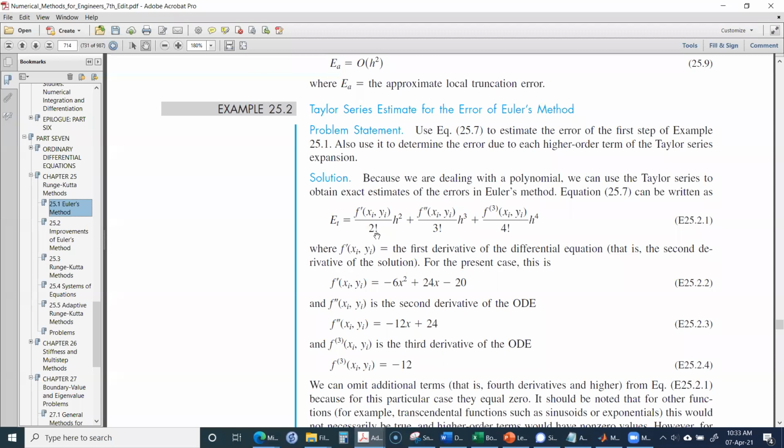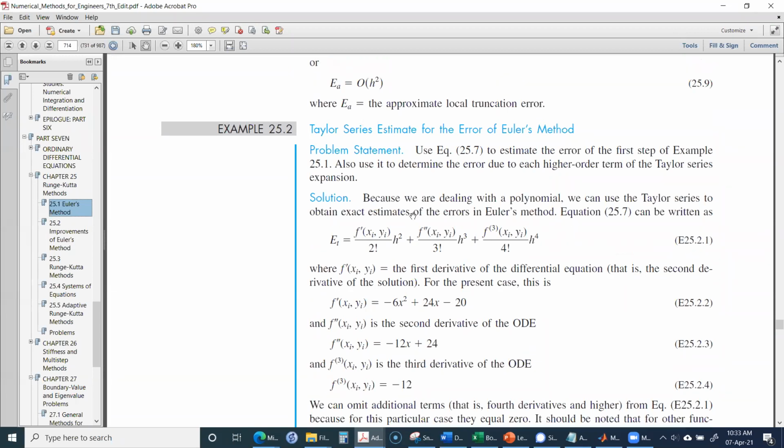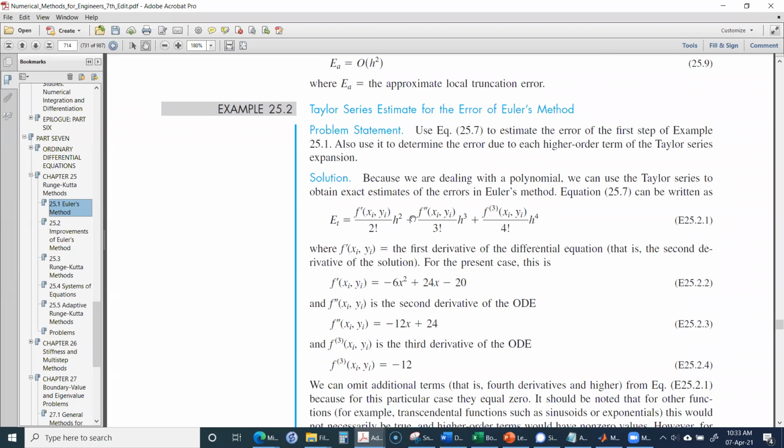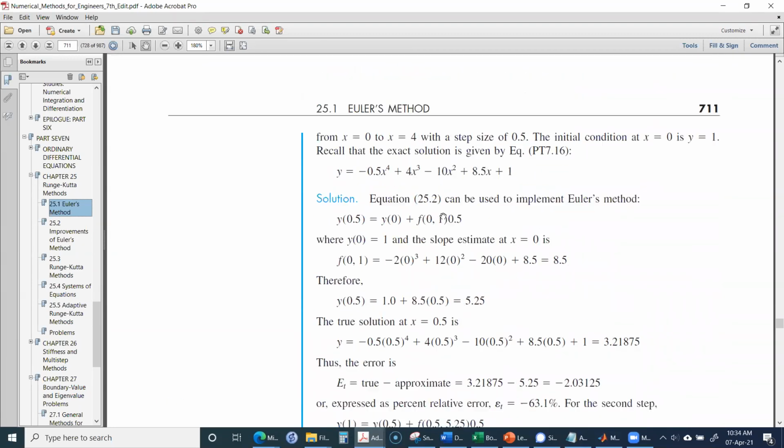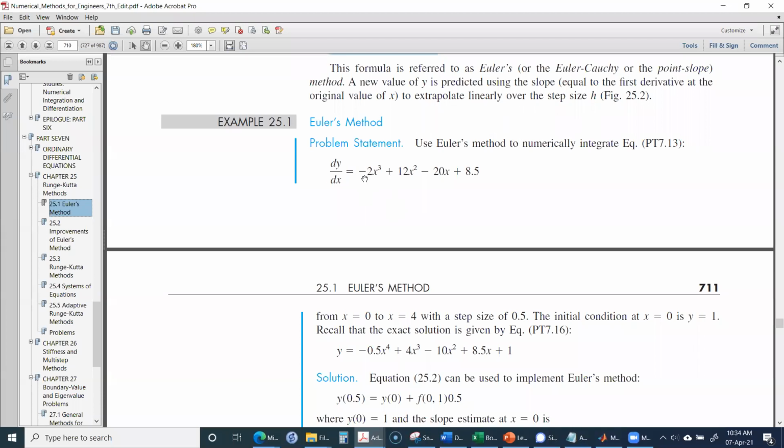So we can write the error for this Taylor series. Remember that the first two terms of the Taylor series are included in the Euler's method, but the remaining terms of the Taylor series are not included in the Euler's method. So for the given problem, which we have just considered, which is a differential equation in polynomial form, it is a third order polynomial.